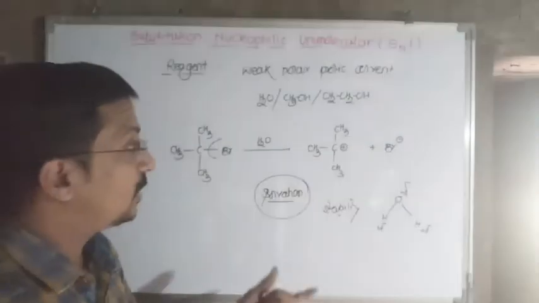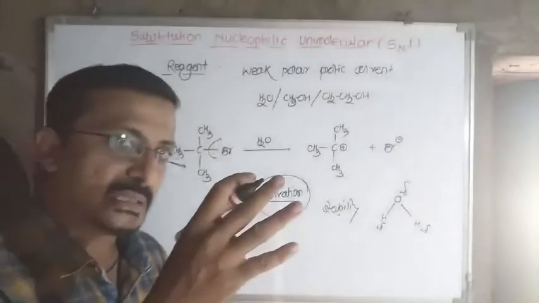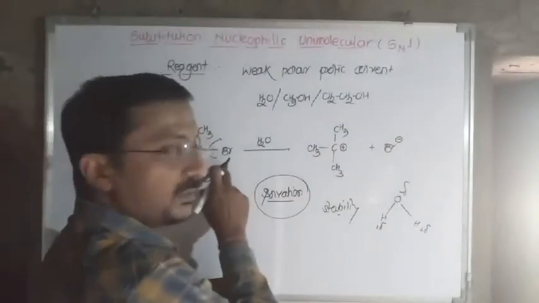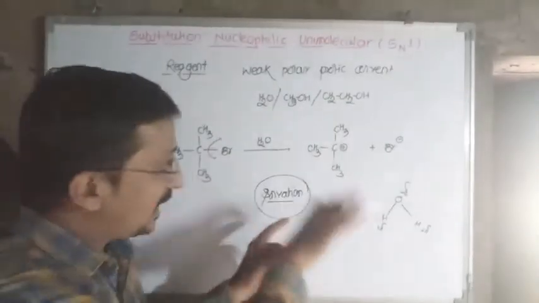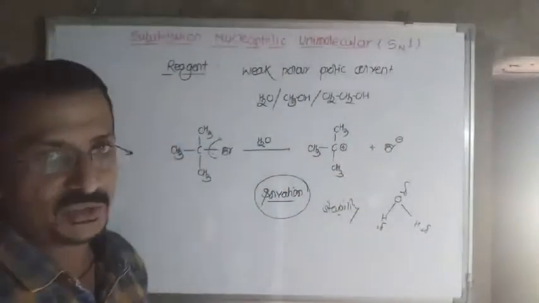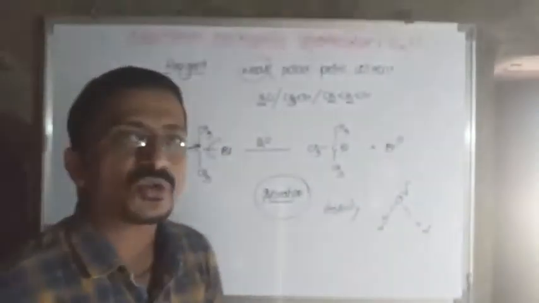And one more thing: recombination is also inhibited, of plus and minus. Otherwise there would be recombination and a reversible reaction may be possible. So that is also hindered to some extent. That's why a polar protic solvent is used. And here weak is very important. A weak solvent is enough; it is not necessary to use a strong one.